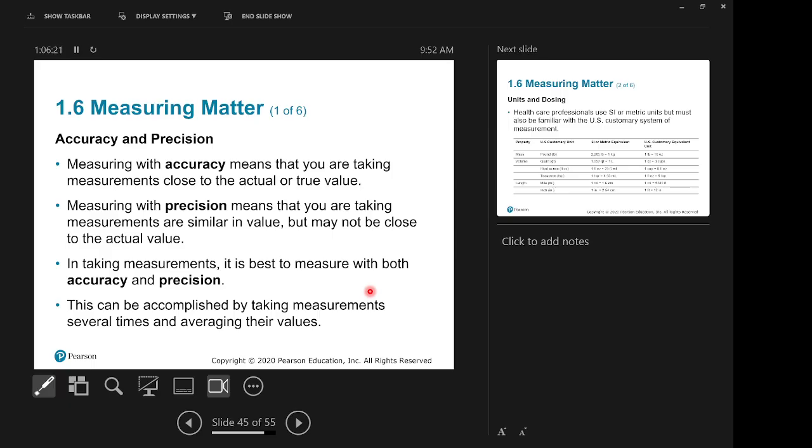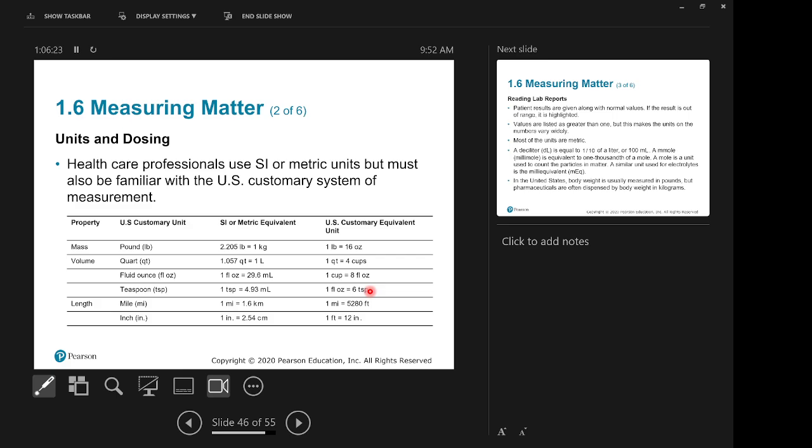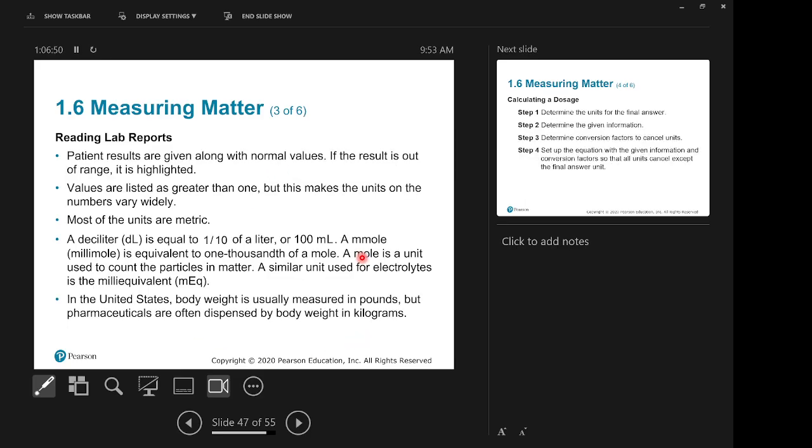Okay. These are units and dosing. Healthcare professionals use SI or metric units, but must be familiar with the U.S. customary system of measurements and, of course, pharmacological measurements as well. So there are actually 4 different units that can be used. These are the U.S. customary units right here. These are the SI or metric equivalent, and this is the U.S. customary equivalent unit right there. And then you also have pharmacological, which are like drips.